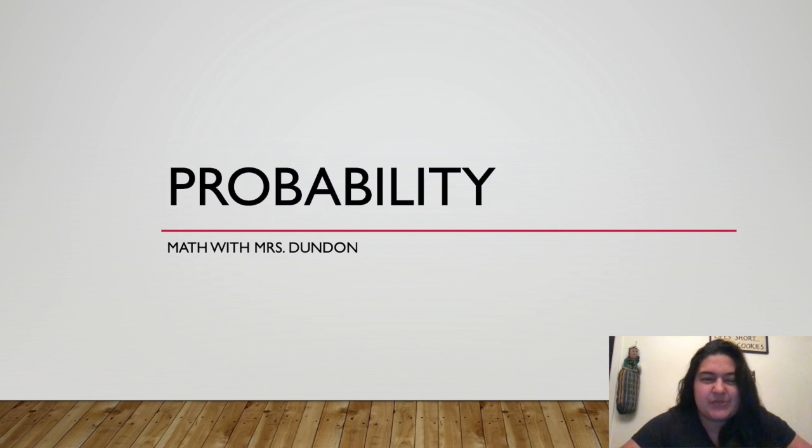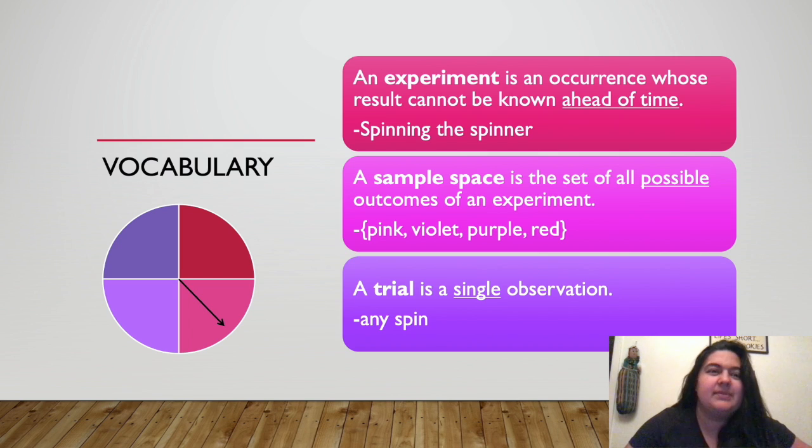Okay, let's get started with probability. First of all, we need to start off with some vocab. So our first vocab word is an experiment. An experiment is an occurrence whose results cannot be known ahead of time. So in my little example here, I have my spinner with my different colors, red, violet, purple, and pink. And so my experiment is, where is it going to land?